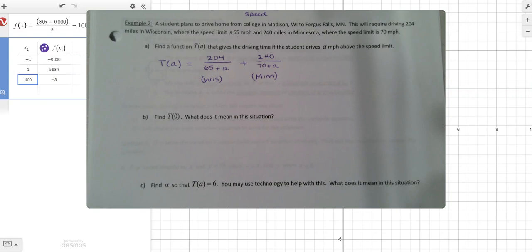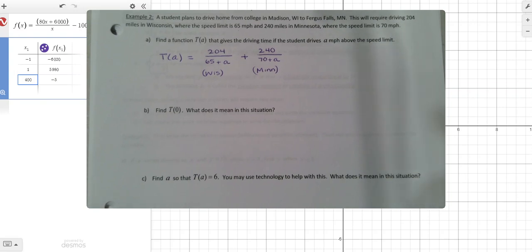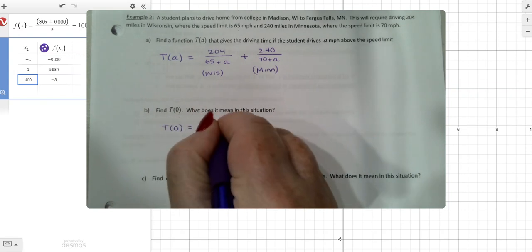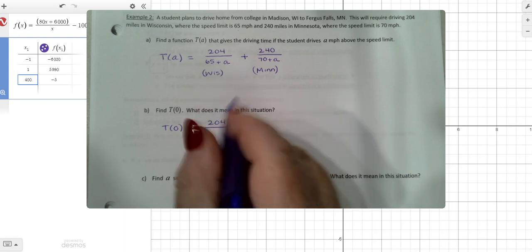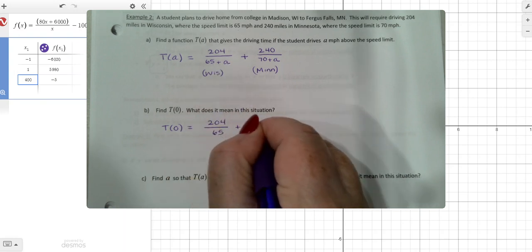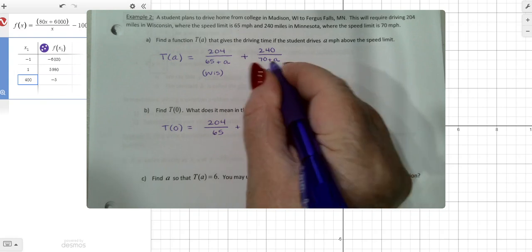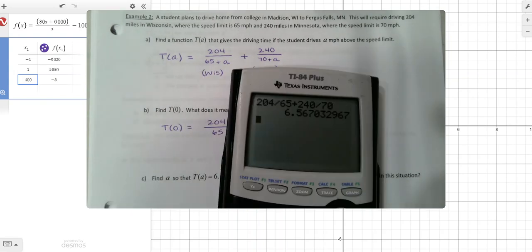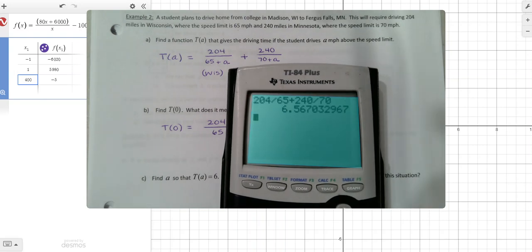All right. In part B, we're asked to find T of 0 and then talk about what it means. So T of 0, if I plug a equals 0 in, that just becomes 65. And when a is 0, that denominator is just 70. And I can grab either Desmos or a calculator and just do that. Just got my calculator handy here. And I'm getting about 6.57 if we round to the nearest hundredth.